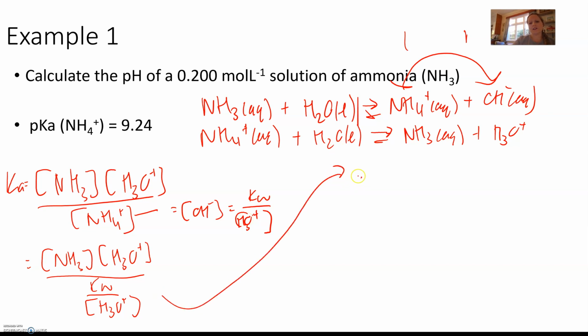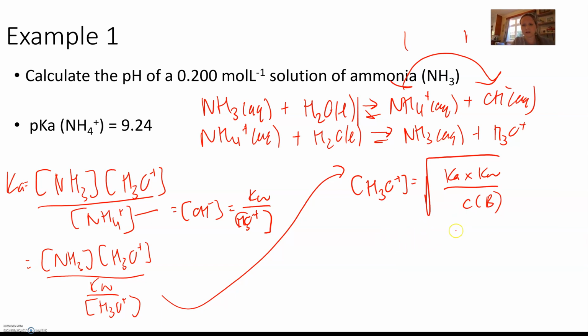Now to rearrange this, H3O plus ends up equaling the square root of your Ka times your Kw divided by your concentration of your base. And I'm not going to go through how to rearrange it. You can do that on your own and see me later if you need to. So now we just plug in the values. So that equals the square root of your Ka.